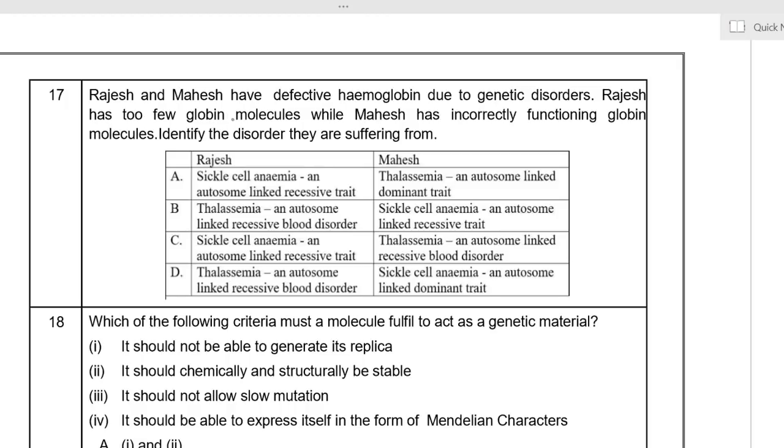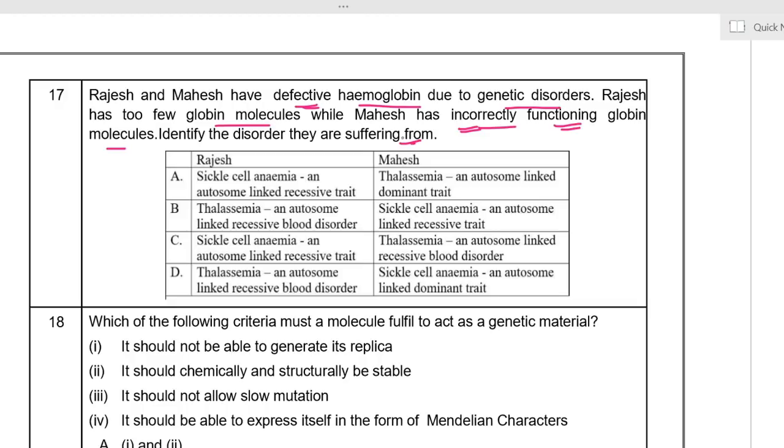Rajesh and Mahesh have defective hemoglobin due to a genetic disorder. Rajesh has too few globin molecules while Mahesh has incorrectly functioning globin molecules. So राजेश और महेश दोनों have a defective hemoglobin. But difference क्या है? राजेश के पास बहुत कम globin molecules हैं, but महेश की बात करें, they have incorrectly functioning globin molecules. So you need to identify the disorder they are suffering from.